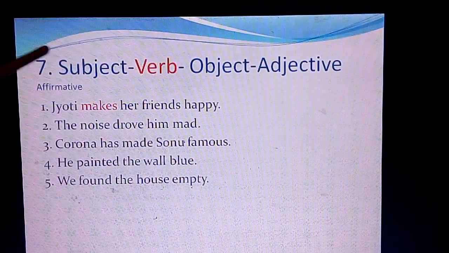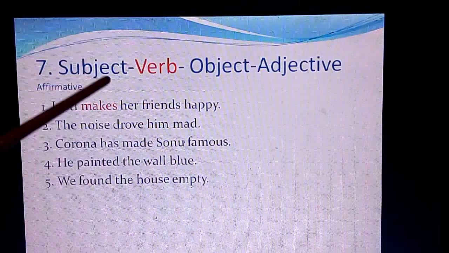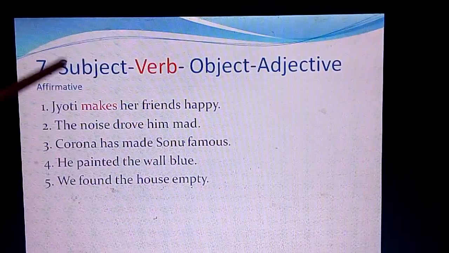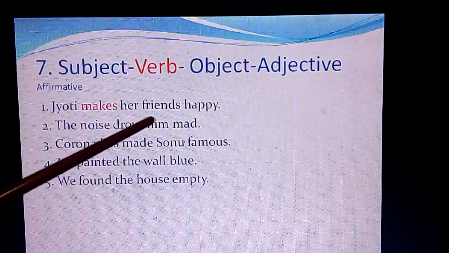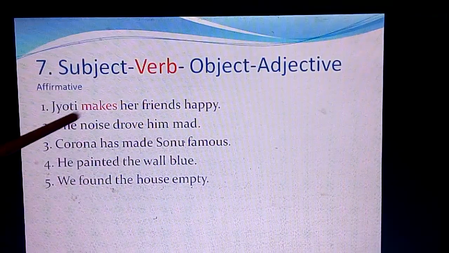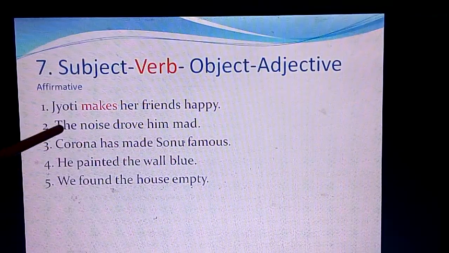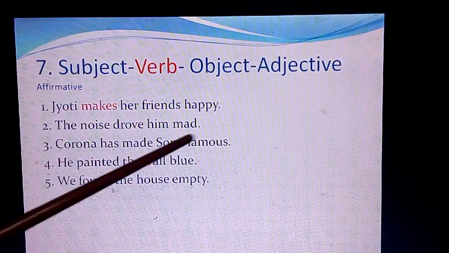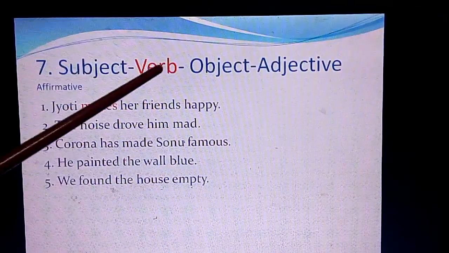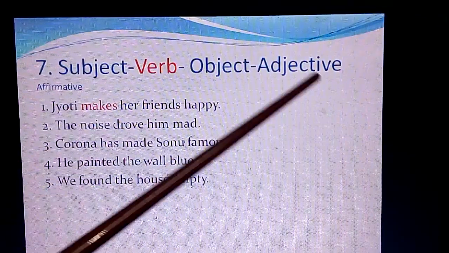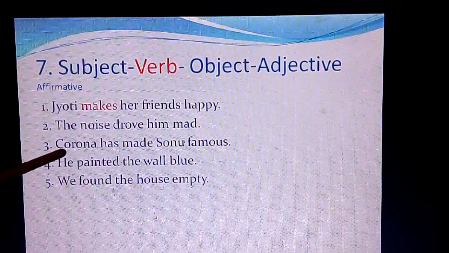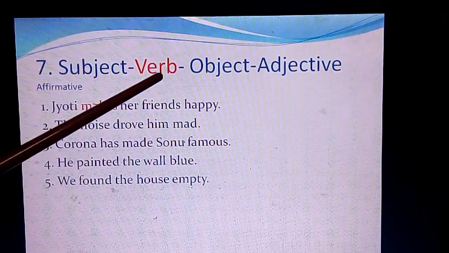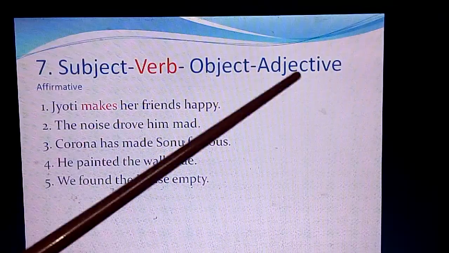So this brings us to the next structure, that is subject, verb, object, and adjective. We are making affirmative sentences, right? So Jyoti makes her friends happy, and the noise drove him mad. Adjective. Corona has made Sonu famous.